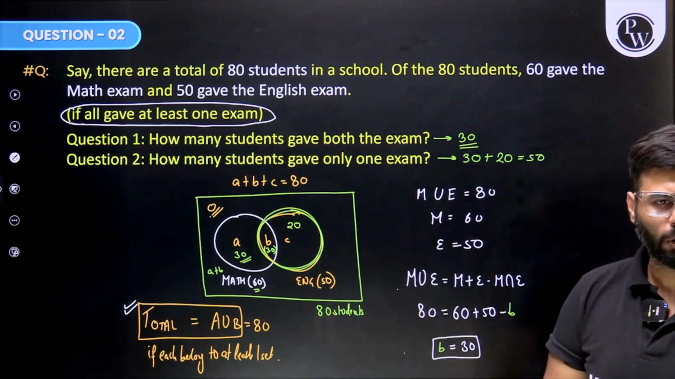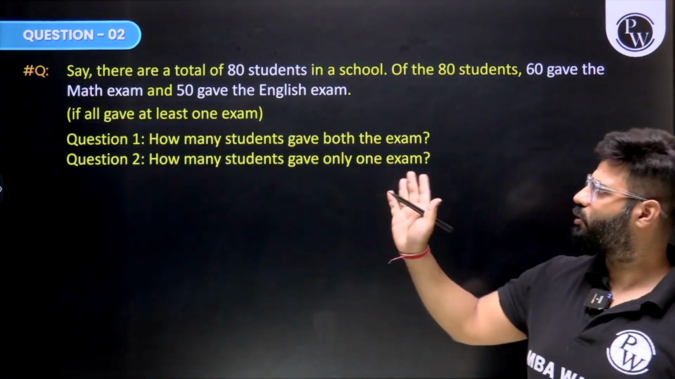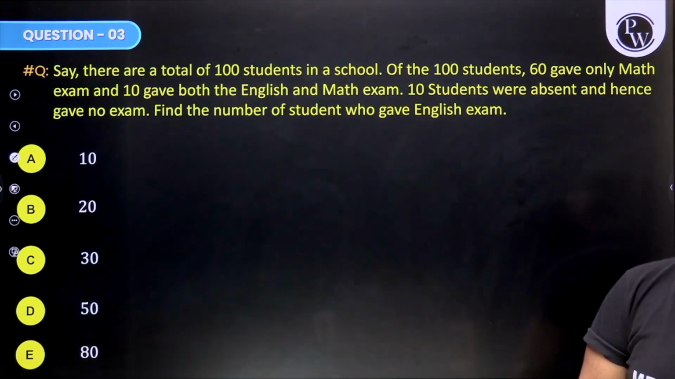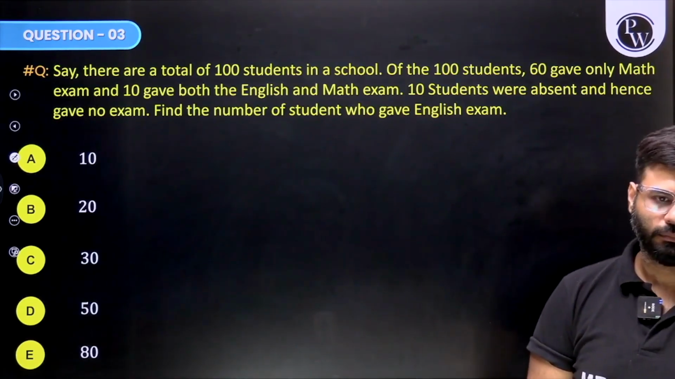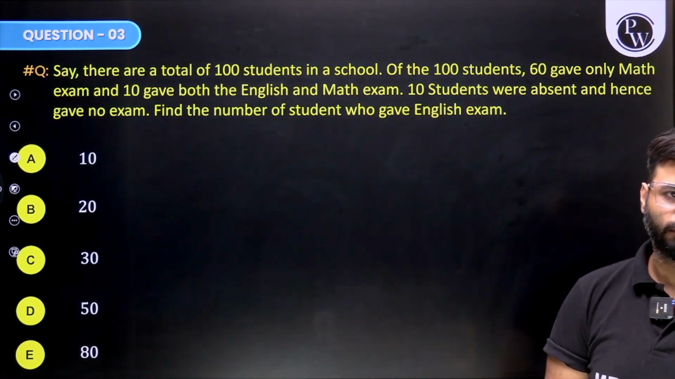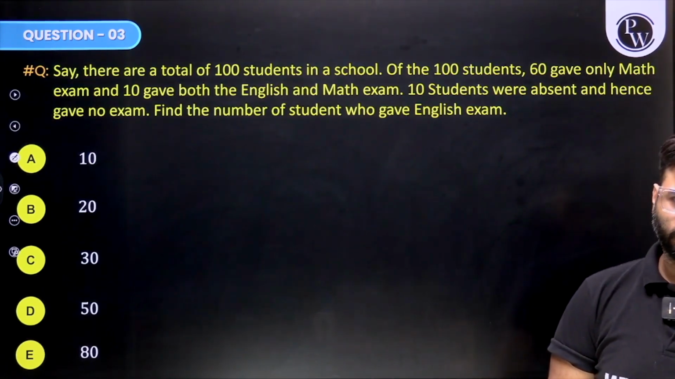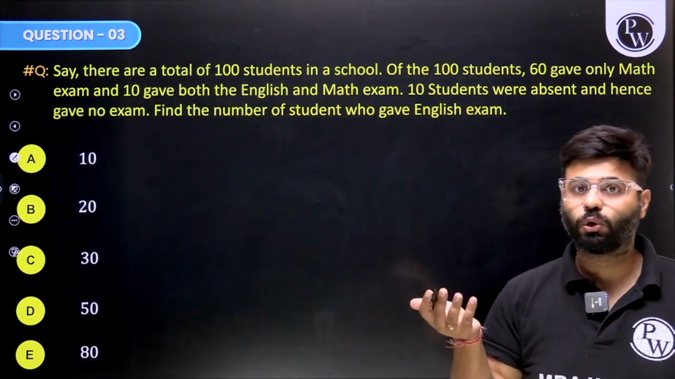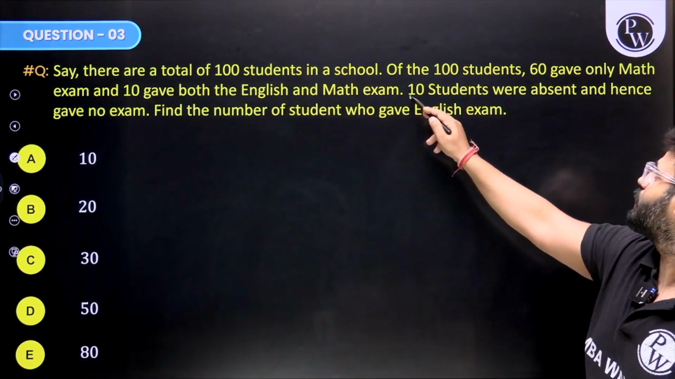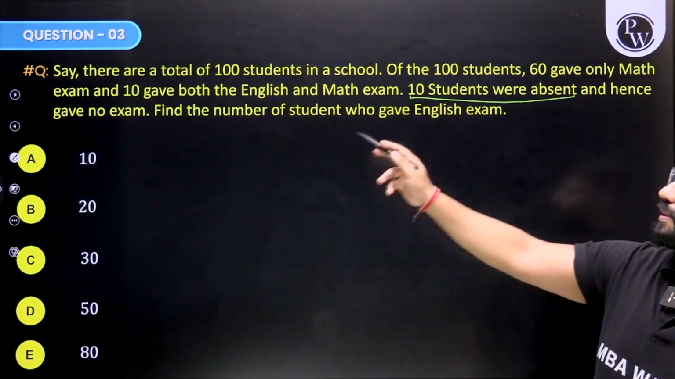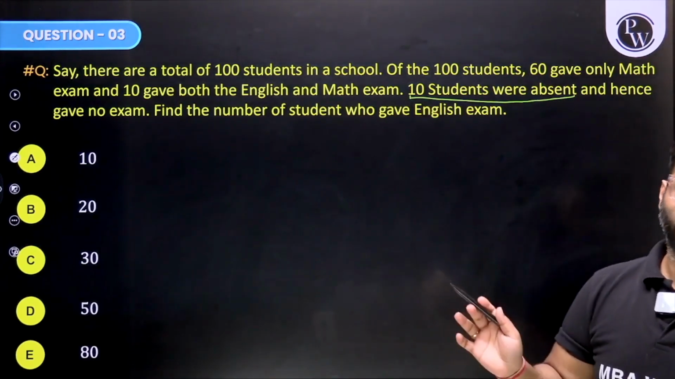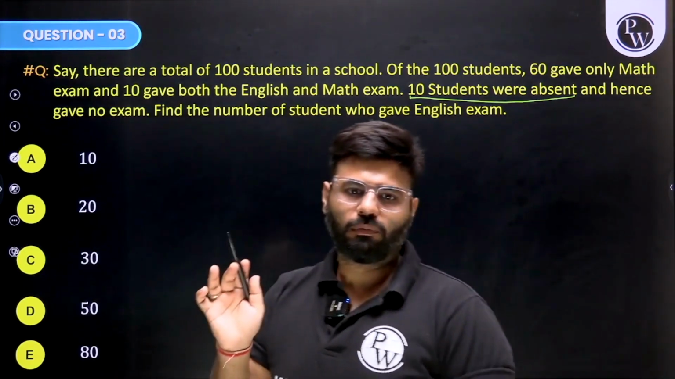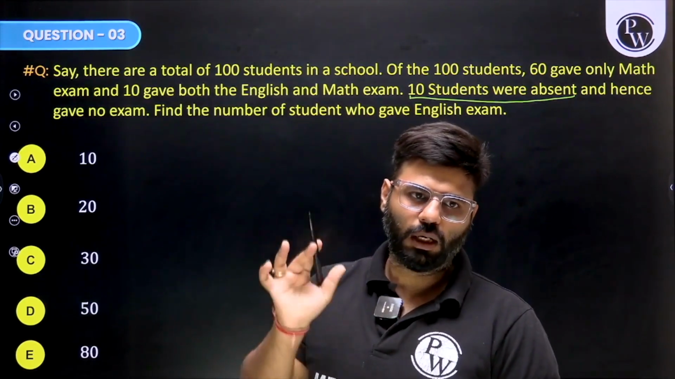I hope you could do it on your own. In case you have taken help, no problem. Let's try to do this one on our own. चलो इसको ट्राई करेंगे बिना मेरी हेल्प के। In this case, A union B is not total because here 10 students were absent and hence they have given no exam. तो यहाँ पे total A union B नहीं होने वाला है। चलो, hoping that you have tried it on your own. It's my turn now to attempt it.